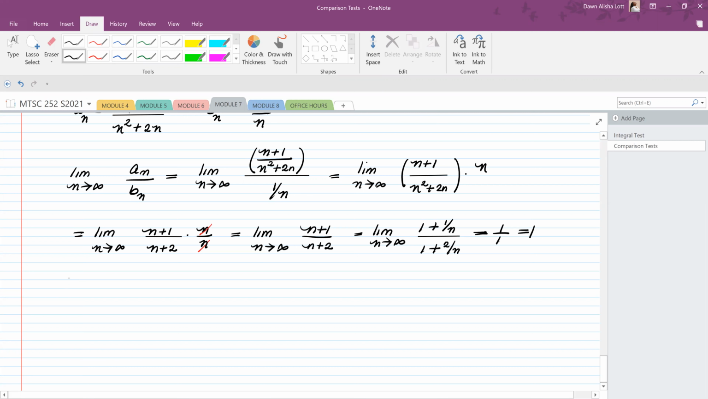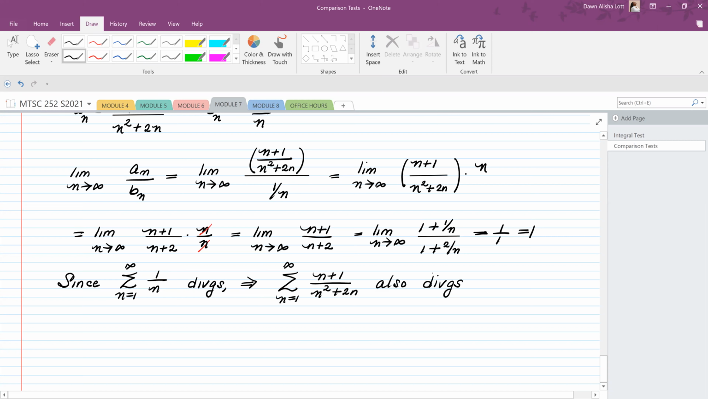So therefore, since the summation n equals 1 to infinity of 1 over n diverges, by the limit comparison test, this implies the summation n equals 1 to infinity of n plus 1 over n squared plus 2n also diverges. Okay.